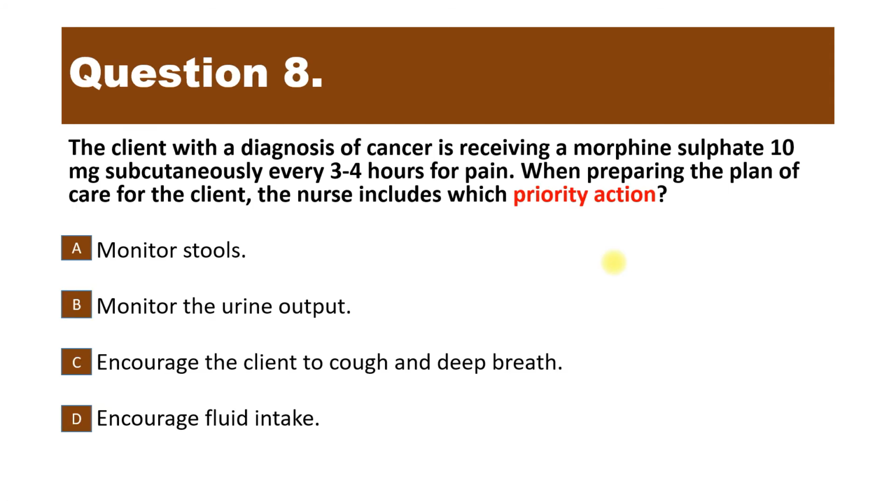Question 8. The client with the diagnosis of cancer is receiving morphine sulfate 10 milligrams subcutaneously every 3 to 4 hours for pain. When preparing the plan of care for the client, the nurse includes which priority action? Monitor stools, monitor the urine output, encourage the client to cough and deep breathe, encourage fluid intake. Okay, pause the video and write down your answer. What is your answer, guys?